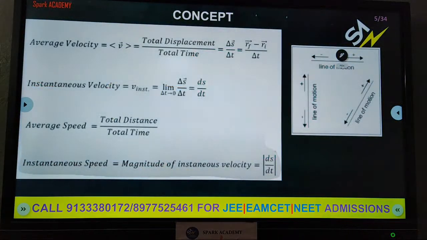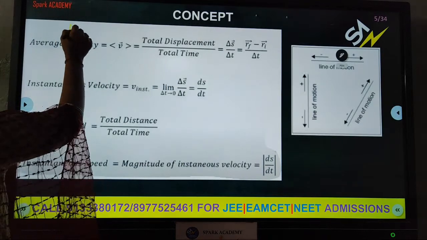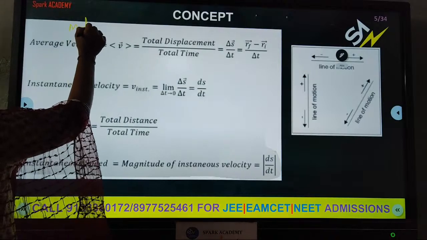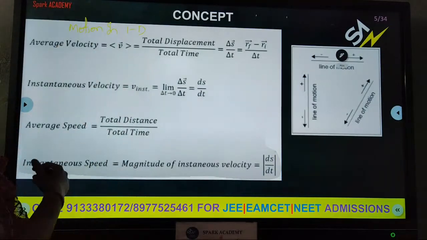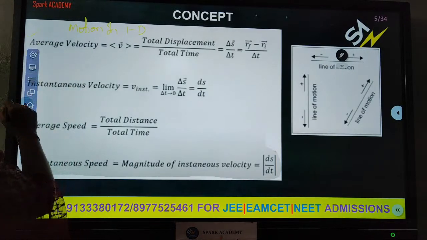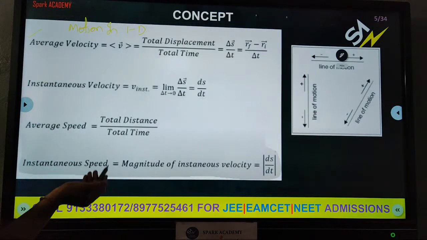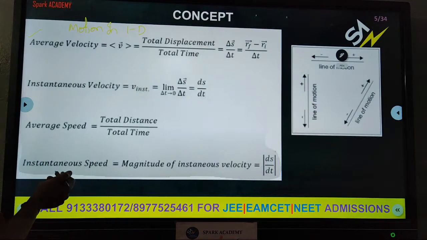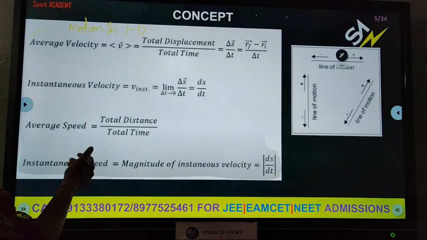So let us start the topic. First, to describe the motion in one dimension. Motion in one dimension means motion which follows a straight path. We need some quantities: velocity, speed, acceleration, distance, and displacement. So let us see all the basic points and then we go to the shortcuts.